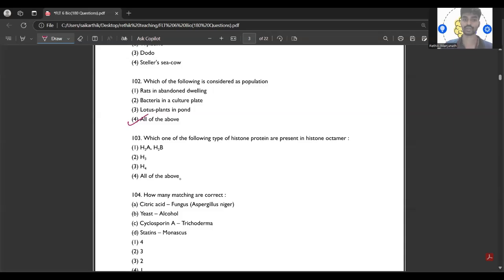Next one, 103 question actually says about which of the following type of histone protein are present in histone octamer. So you remember histone octamer structure. Do you remember the structure? So this is called DNA and this is H1 histone, correct? And this is histone octamer. And what is this? This is actually the core of this histone molecule. So what would be the correct option now? Option 4.